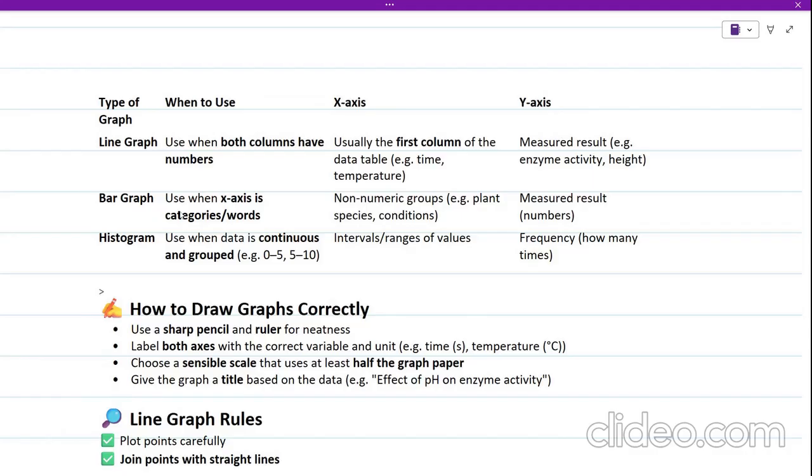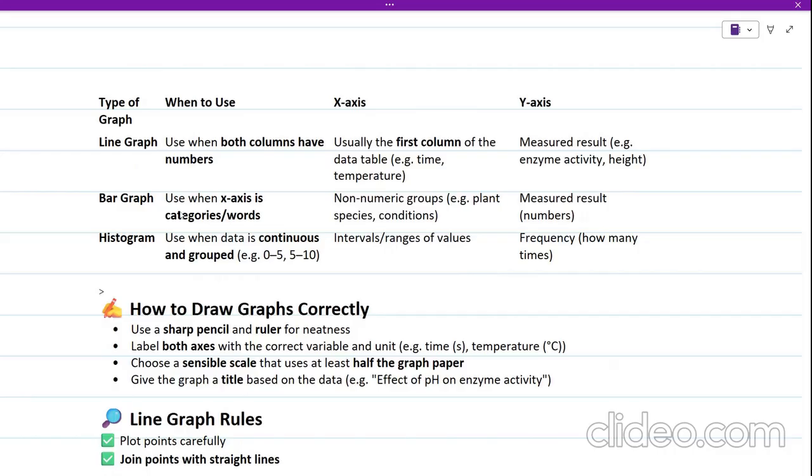The x-axis will have non-numeric groups like plant species or conditions. It can be anything but words, not numerical values. The y-axis will have numbers. And when are we going to be using a histogram? Use it when the data is continuous and grouped. For example, it can be about the height, or the frequency. The x-axis will have the intervals and the range of the values, while the y-axis will have the frequency of how many times it occurs, or things like that.